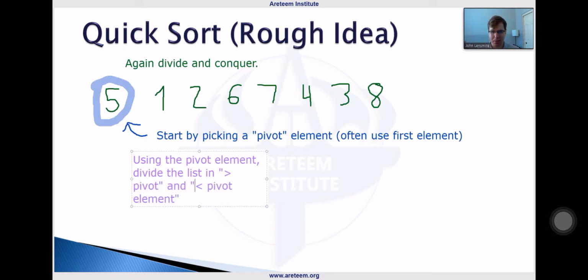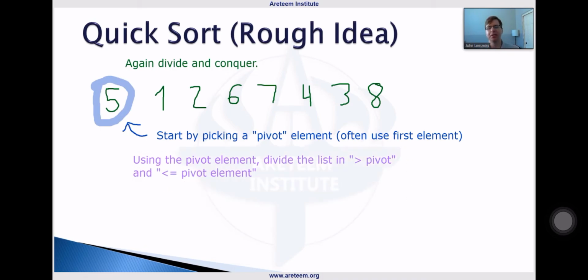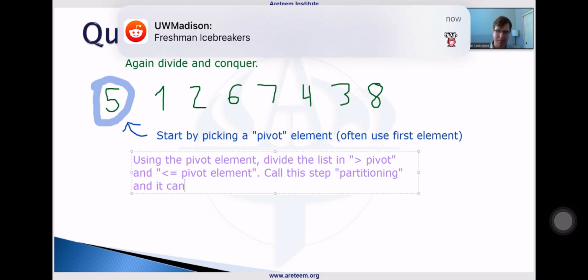Just for completeness, we could always change these, like what happens if we have ties, but those things don't really matter. Some of the list is going to be bigger than the pivot element, and some of the list is going to be smaller than the pivot element. I want to gloss over this idea right now. This is called partitioning. We call this step partitioning, and it can be done in O of n time.